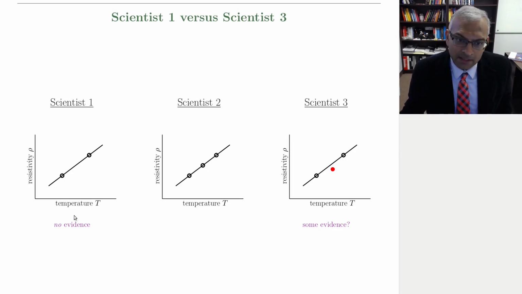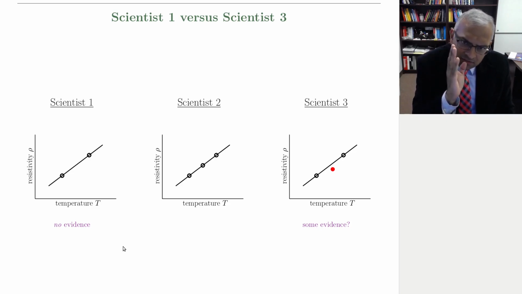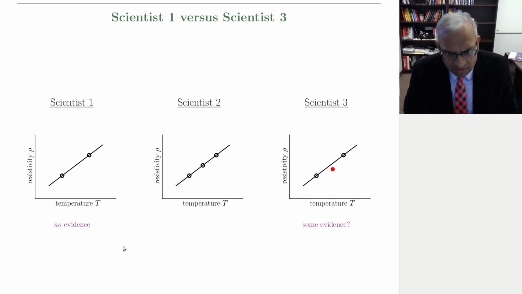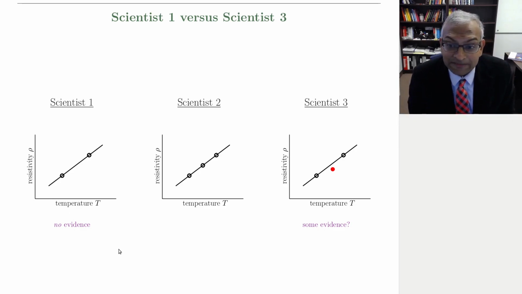So let's try to pin down in exactly what way scientist 1 is giving us no evidence. Scientist 2, of course, we all agree gives the best evidence, but I would take scientist 3's data over scientist 1's. Scientist 2 is perfect, scientist 3's data at least gives some evidence, and scientist 1 gives no evidence. Now, let's look at it from the point of view of the surprise factor.